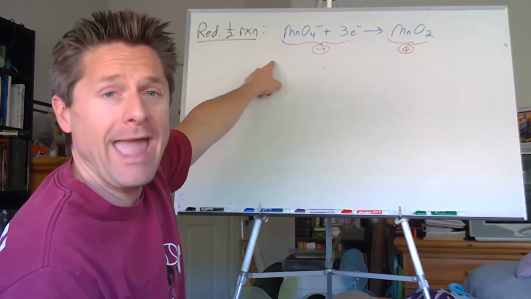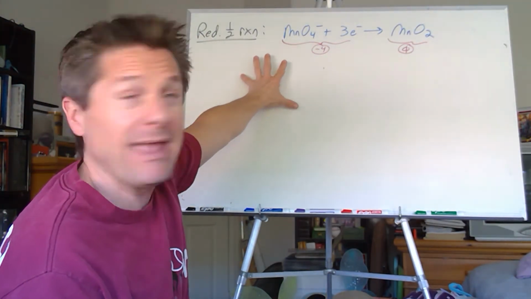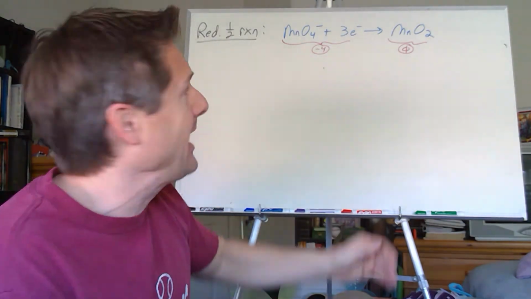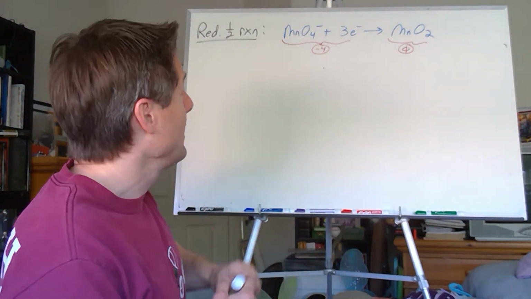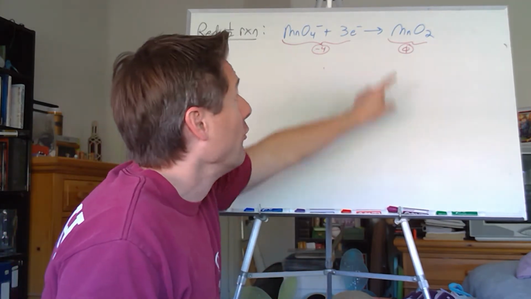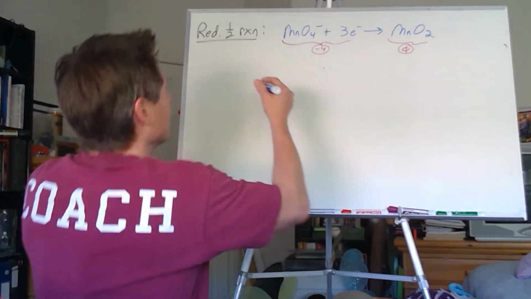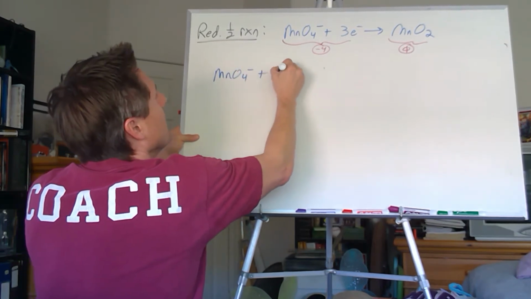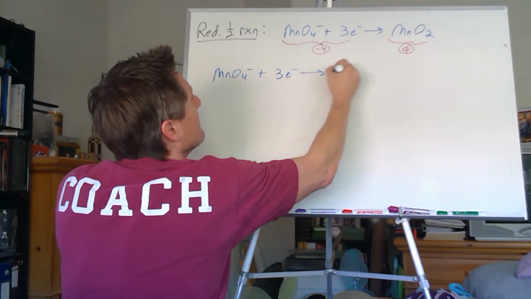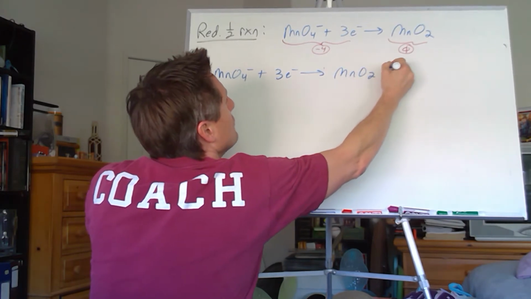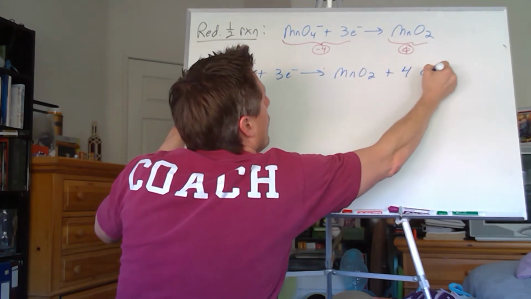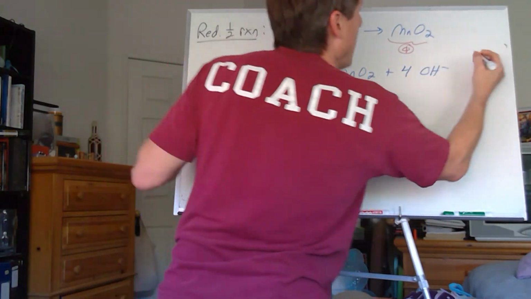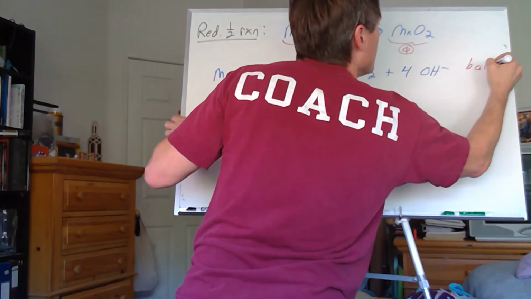I'm using OH minus because this is in basic solution. So I'm not going to add it on the left-hand side. That would make it more negative. So I need to add enough hydroxides to the right-hand side so that it equals -4. That would mean I need to add 4 hydroxides to that side. So I'm going to go MnO4 minus plus 3e minus going to MnO2 plus 4OH minus. We did that to balance the charge.